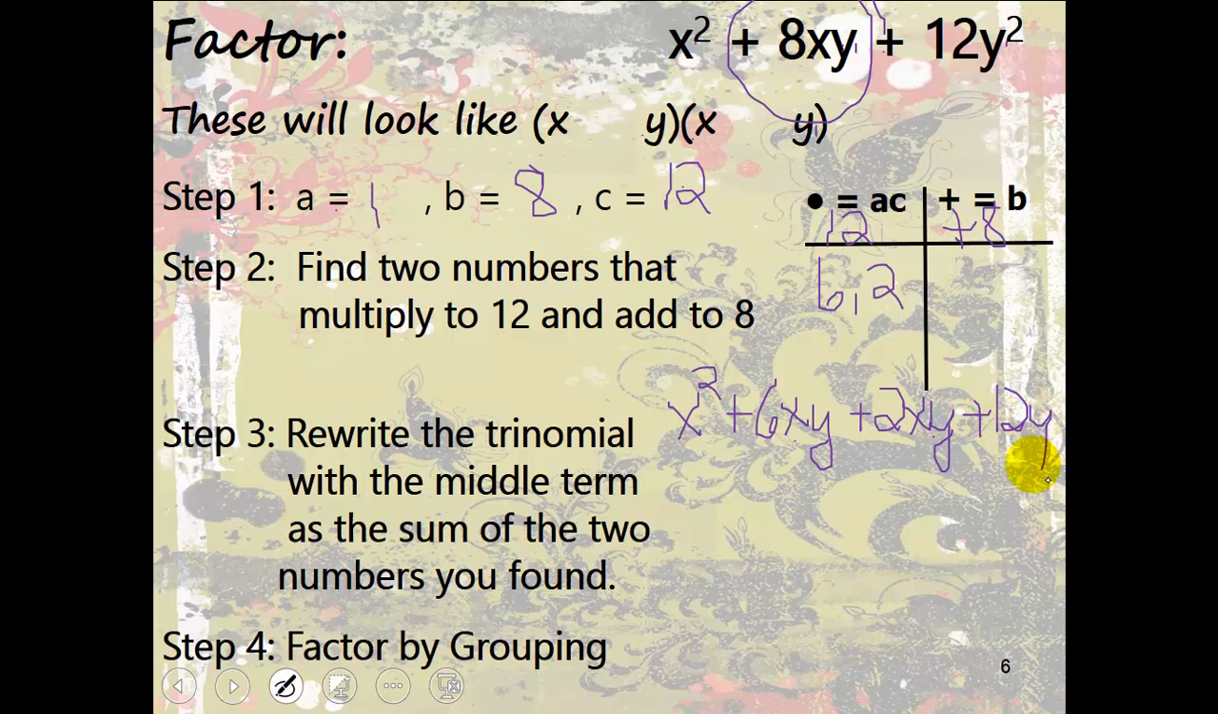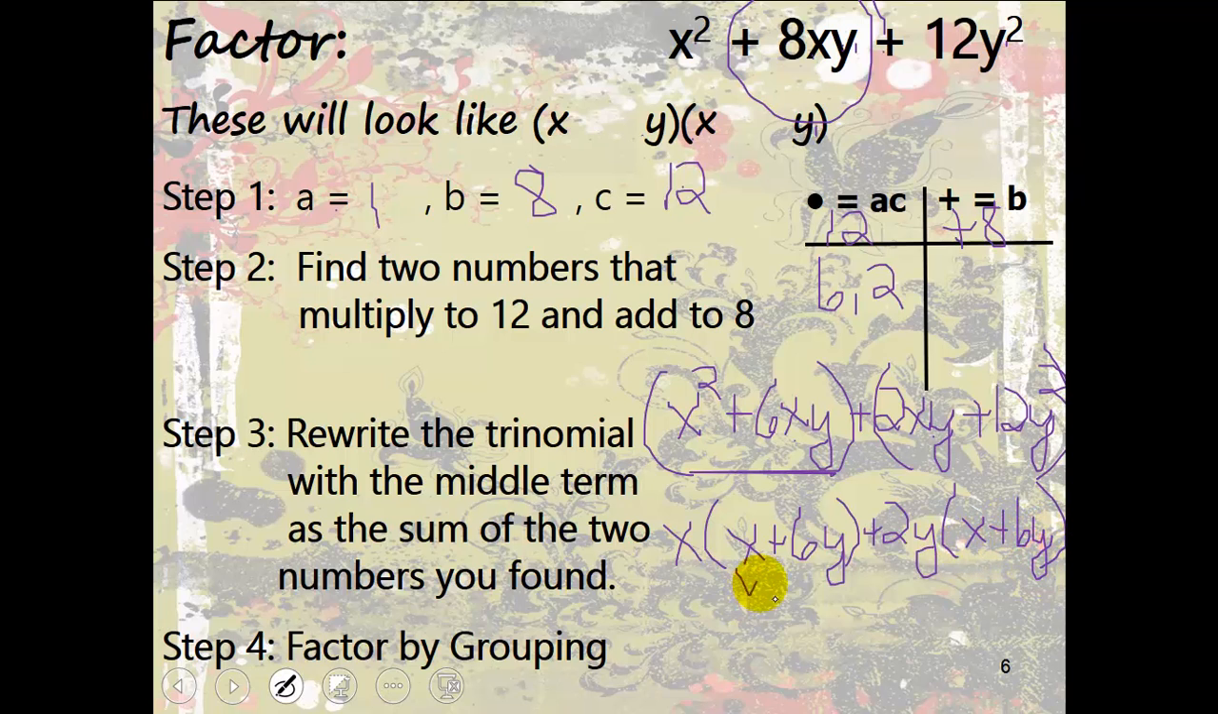And now I'm going to group, and I'm going to pull out an x, and I get x plus 6y, and I'm going to pull out a 2y, and I get x plus 6y. Here's my match. So I get x plus 6y, and then x plus 2y.